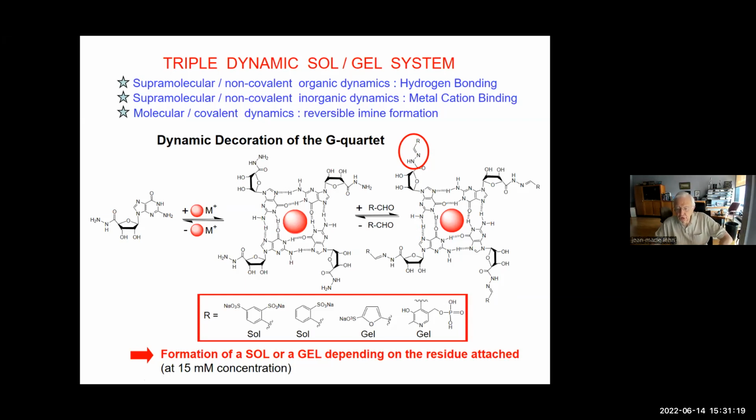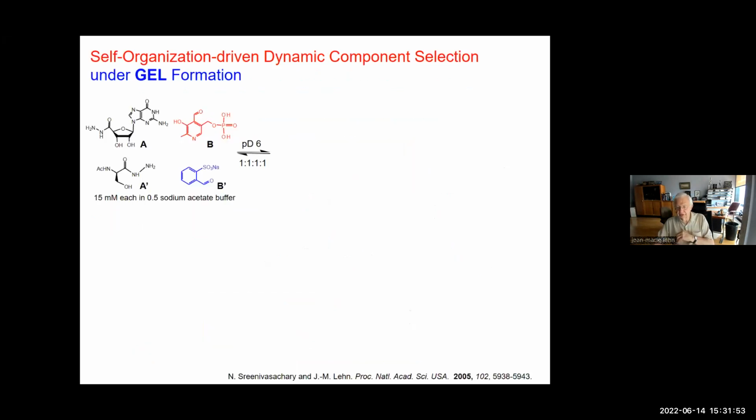Now, what is a stronger, better gel? It's a gel which melts at a higher temperature. The transformation of the gel into a sol occurs at higher temperature. Okay, now we can set up a system where we can test the effect of the formation of a gel on the selection of, or the amplification of, the compounds.